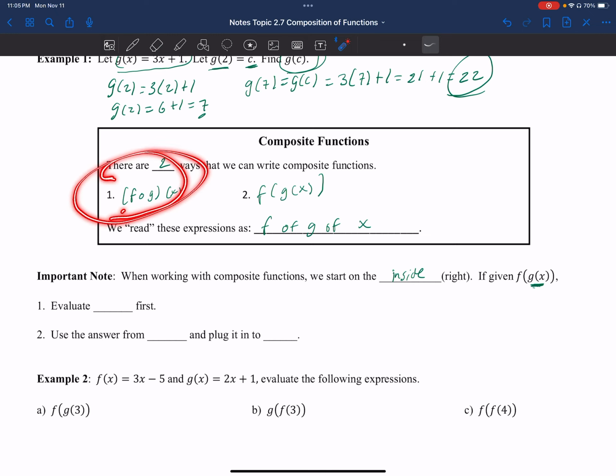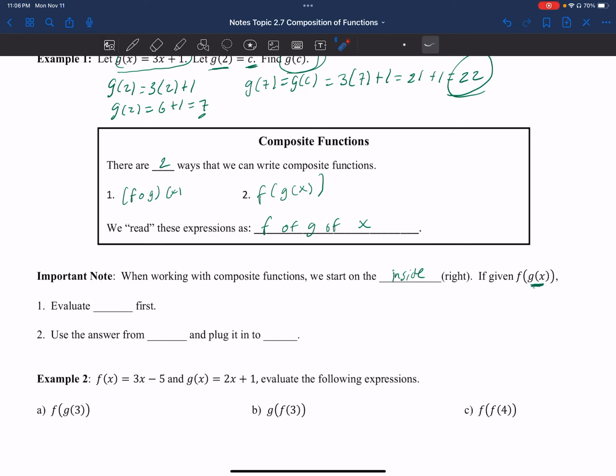you're always going to start from the right and then go towards the left. So in here, g is on the right side, and then f is next. And then as you can see, again, you start with g on the right, and then you go out to the next one, and then same thing here.